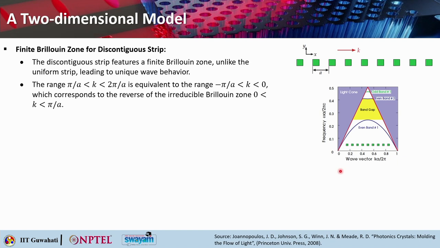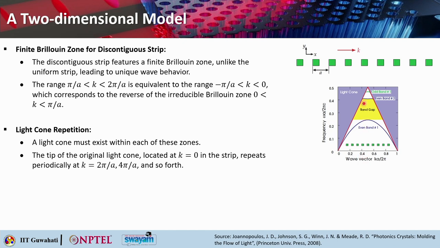Whenever it has a Brillouin zone, it leads to unique behavior, right. So you can think of a range from pi by a to 2 pi by a for the wave vector, where anything in between is equivalent to minus pi by a to 0. Or you can think of this as a reverse of the irreducible Brillouin zone, which lies from 0 to pi by a. So you can think of a mirror symmetry at the half point, which is at pi by a. When k a by 2 pi is equal to 0.5, that is the midpoint. That is why you will see that this is repeating, a mirror image, right. So a light cone exists within each of these zones.